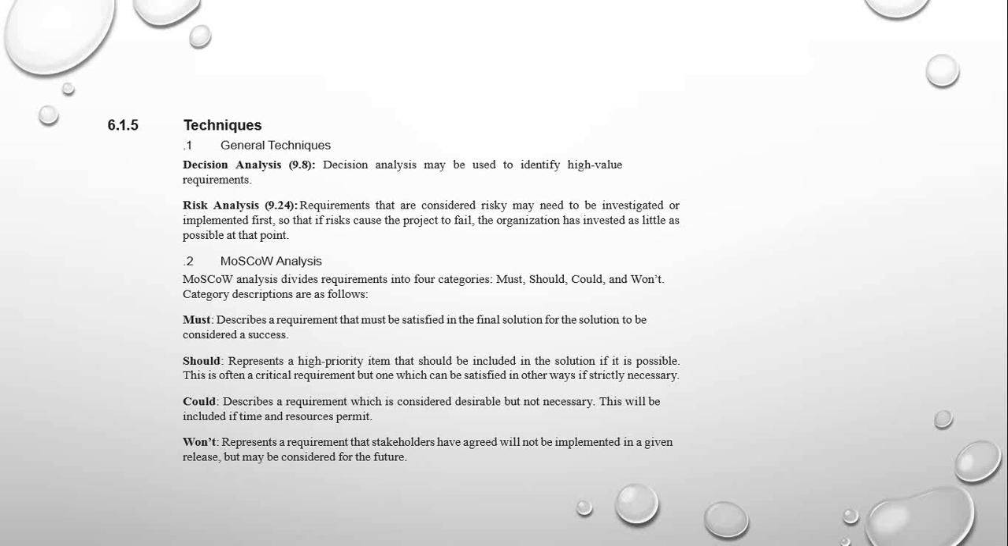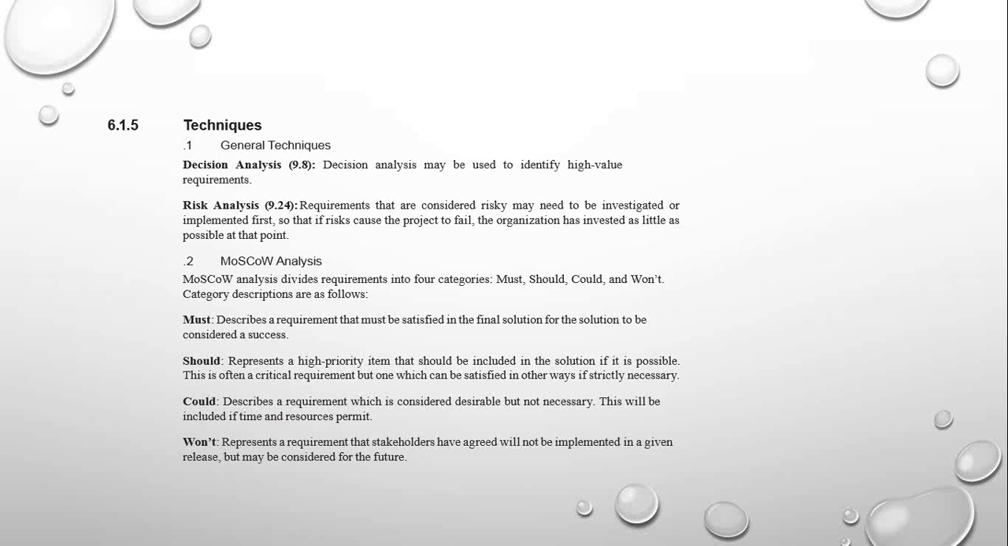Requirements that are considered risky may need to be investigated or implemented first, so that if the risk causes the project to fail, the organization has invested as little as possible at that point. So when you know that something could happen, you first investigate, moving a little deeper towards that risk. These are the two general techniques.